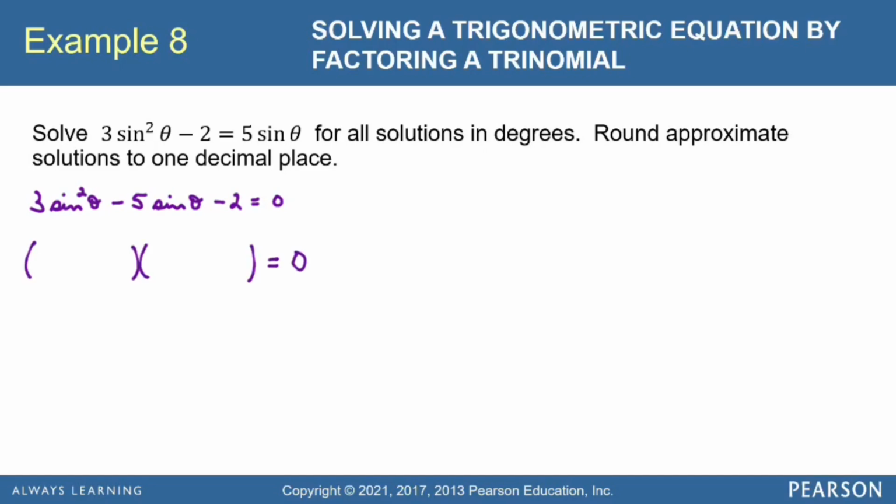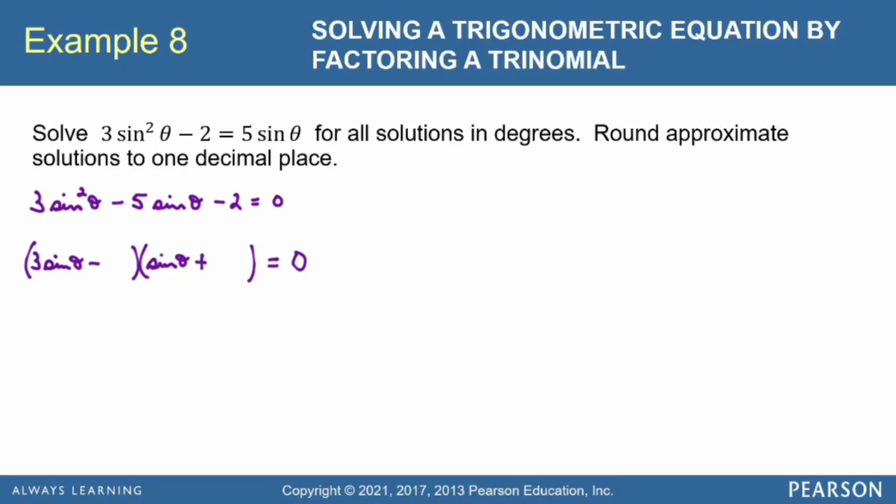I'm going to go ahead and write my 2 empty pairs of parentheses here. And now we know that 3 sine squared theta can be written as 3 sine theta times 1 sine theta. So we'll fill in the first term in each parentheses. And then last times last made a minus 2. So the minus tells us that these signs are going to have to be different, but we don't know, of course, which way we should put them down.